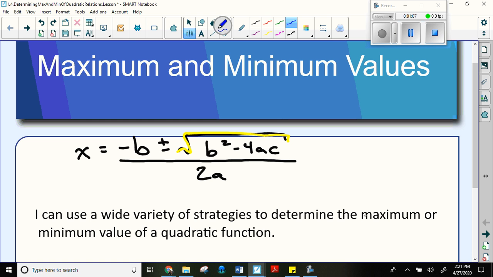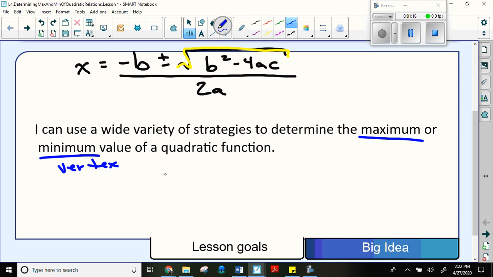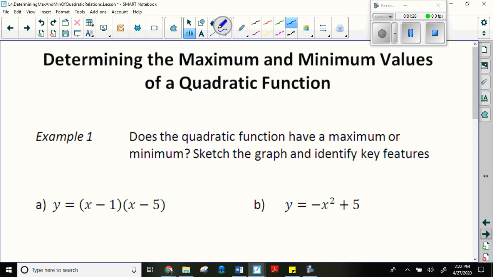Okay, we are looking for our vertex. Max or min is your vertex. It's got two possibilities. If we have a happy graph, you've got a minimum value. And if you've got a sad graph, you've got a maximum value. So we want to know whether or not the function has a maximum or minimum, and then we have to sketch it based on key identifying features.